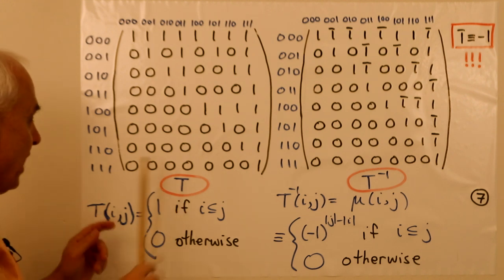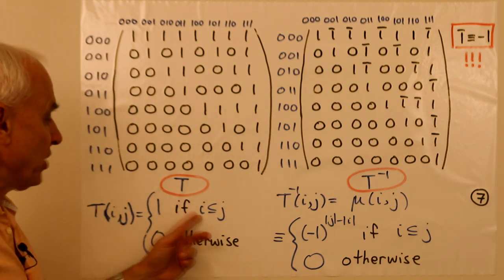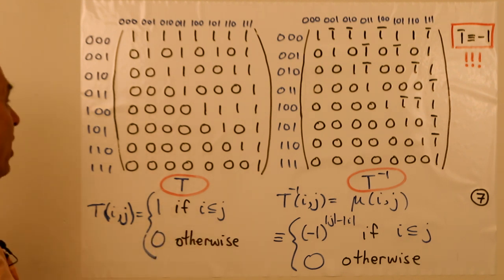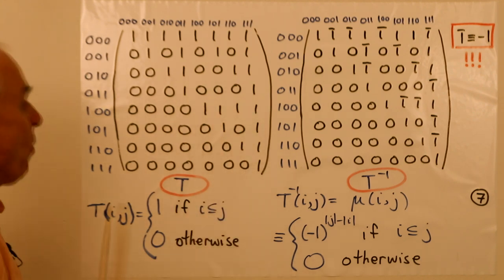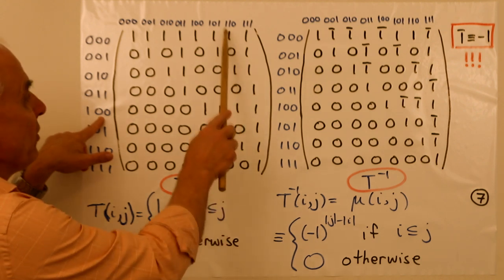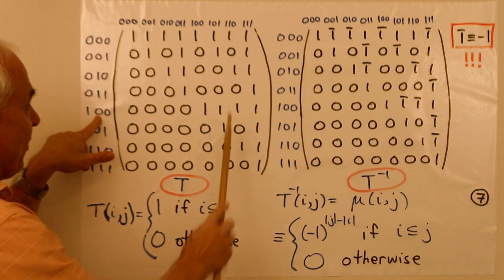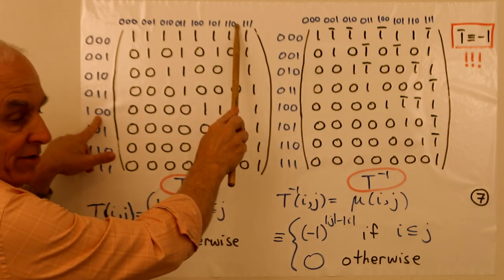And the ijth entry of this thing is given by inclusion. It's 1 if I is a subset of j and 0 otherwise. So for example, this 1 here is a 1 because the entry here is 100 and the entry here is 110. So how can we tell whether this subset is a subset of this subset?